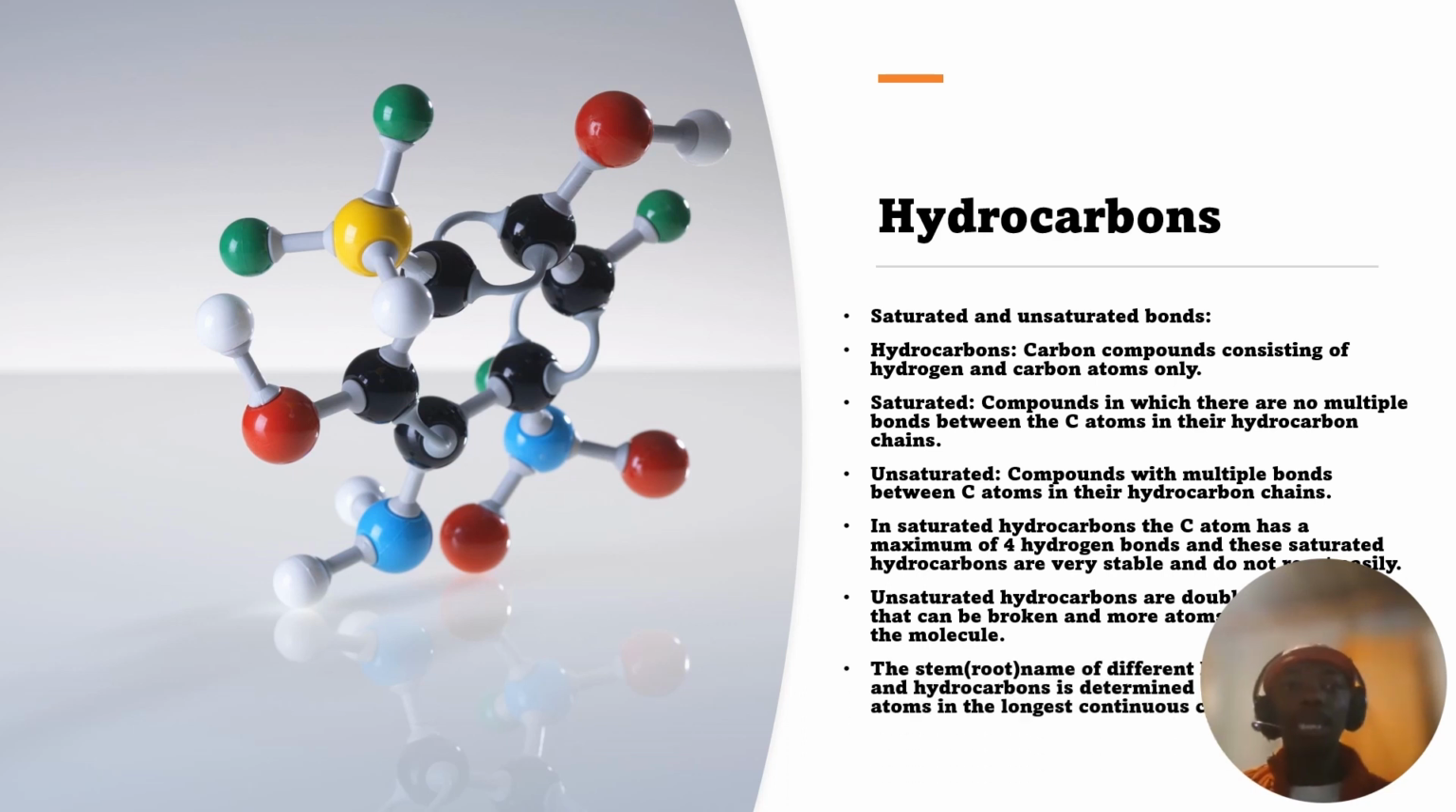And then it says the name of different homologous series in hydrocarbons is determined by the number of carbon atoms in the longest chain. So for you to be able to write the IUPAC naming, you need to count how many carbon atoms are in the longest chain. That forms the root name of the compound, right? So yeah, guys, when you're doing an IUPAC name, the very first thing that you do is count how many carbon atoms you have in the longest chain. That forms the basis of your naming, basically.